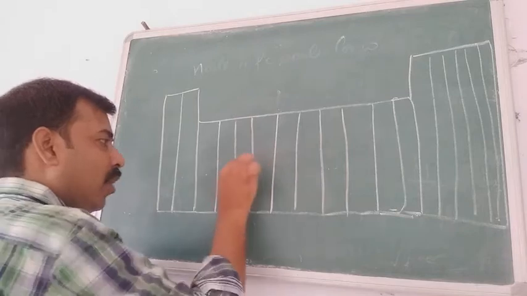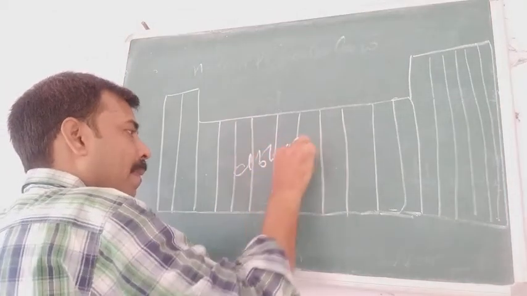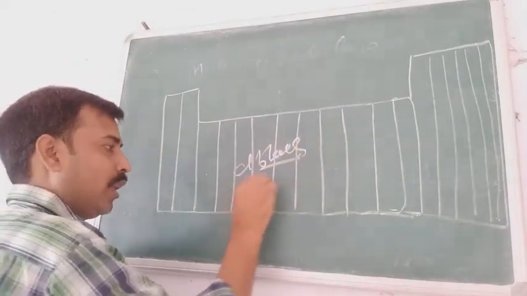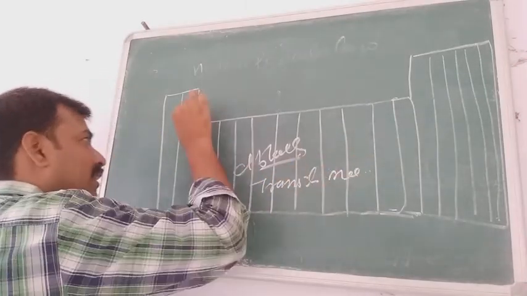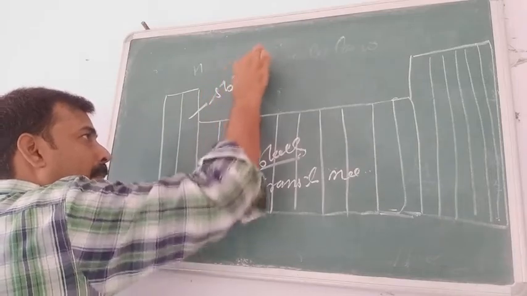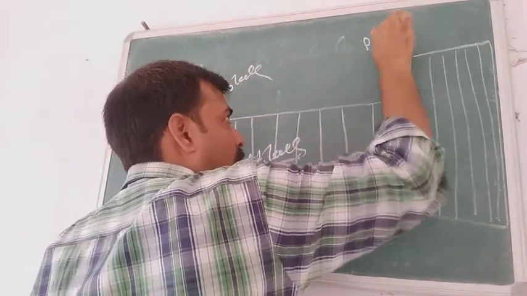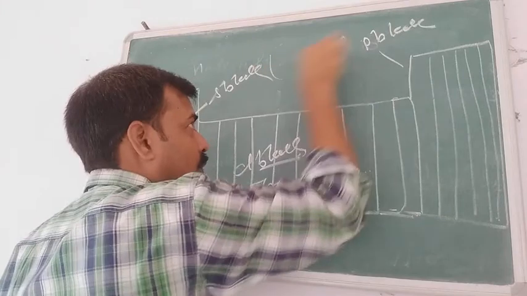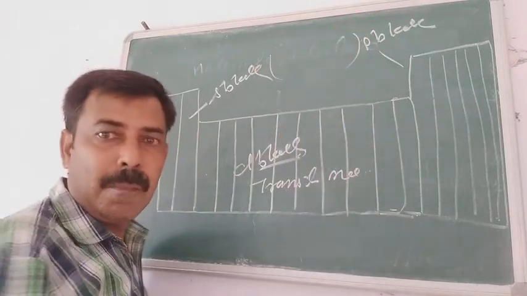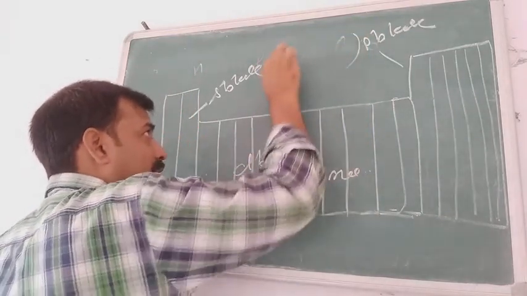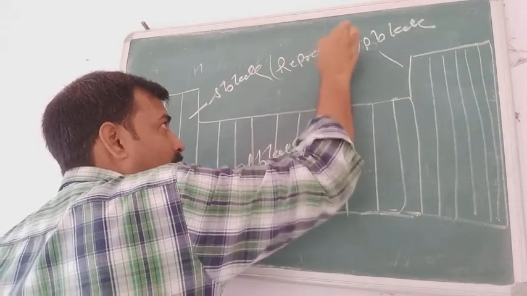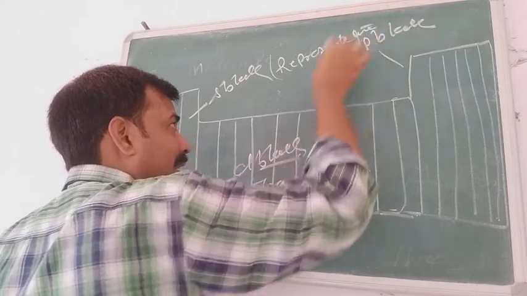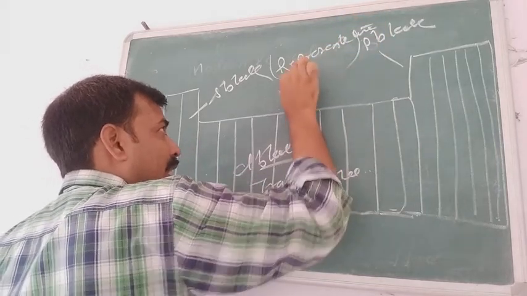Then this is called the D block, and the D block is also known as the transition metals. This is the S block, this one is the P block, and these two, the S block and P block, are combinedly called representative groups, and the elements are called representative elements.